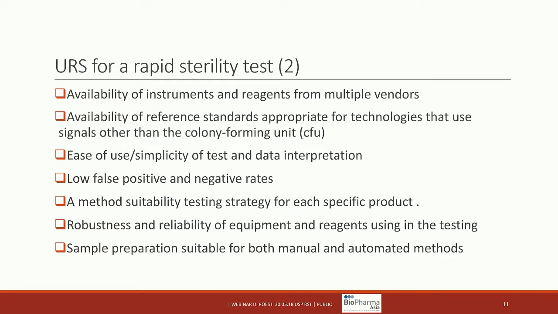Also, the system should be really well advanced in development, so it should be robust and there should be reliable equipment and reagents used in the testing. This is also from an engineering perspective. The system should not be a kind of university-based system, but really a system that has been produced by expert engineering teams. If possible, sample preparation should also be suitable for both manual and automated methods.